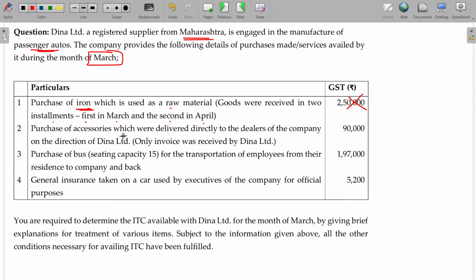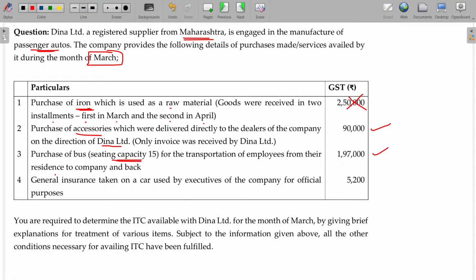Purchase of accessories which were delivered directly to the dealers of the company on the direction of Dina Limited, only invoice was received. Yes, eligible because it's bill to ship to model. Though he has not received it, it will be considered as receipt, so he is eligible for availing this benefit. Purchase of bus, seating capacity being 15, for the transportation of employees from their residence to company and back. Seating capacity is 15. Up to 13 is not allowed. More than 13 is allowed.